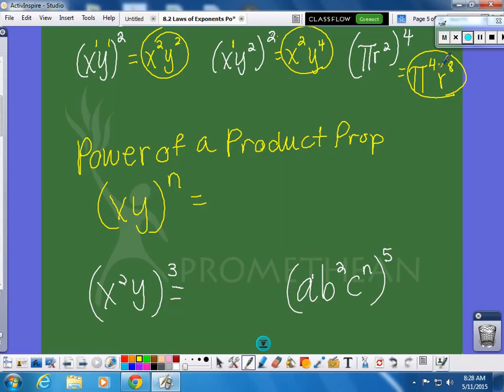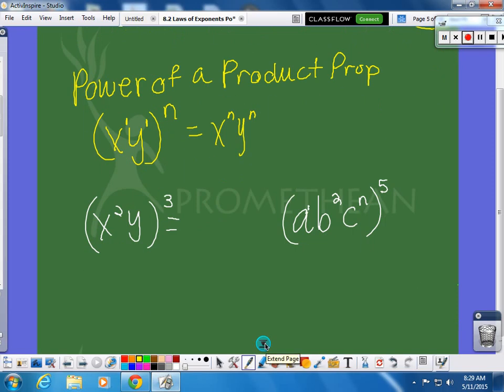Alright, this is really what we've already been doing. This is the power of a product property, and it just says that inside here they already have exponents, even if they're just understood to be ones, and you just take it to that outside power. That's what we've been doing up here, on those previous examples.